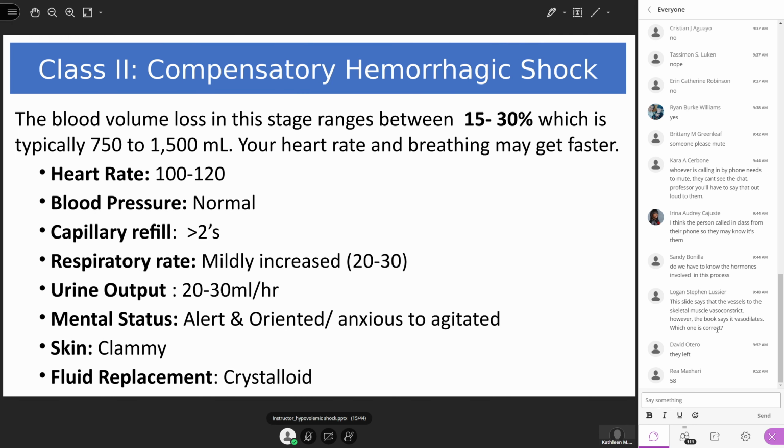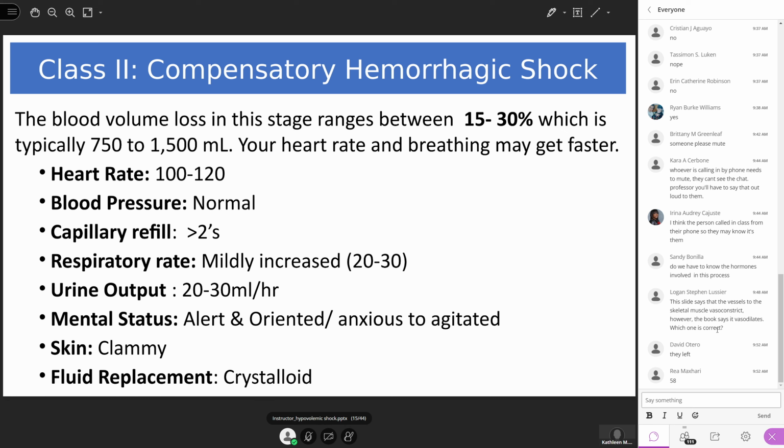Okay, so this is where we compensate. So hemorrhagic shock, class 2. The blood volume lost in this stage is between 15 and 30%. Your heart rate and breathing might get a little faster. So now the patient's heart rate is 100 to 120, so you're getting a little bit tachycardic. The blood pressure, though, can still be normal. The capillary refill is normal. The respiratory rate is increasing, so maybe 22 to 24 to 26.